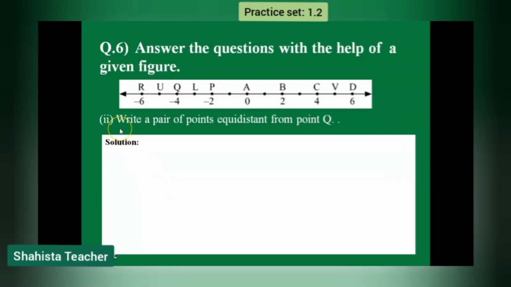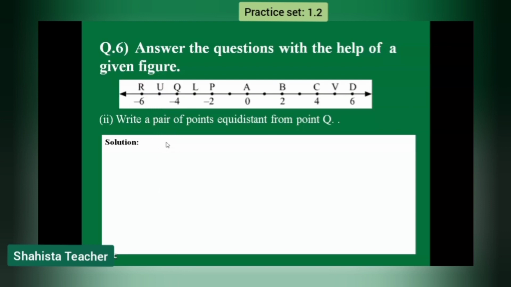Now let's solve sub question 2 of question number 6. Here, write a pair of points equidistant from point Q. This sub question 2 is exactly the same as sub question 1. Here we have to tell which are the points equidistant to Q. So QU and QL are equidistant, same like QR and QP are equidistant. Is that clear? These are the coordinate points which we have to show here. They are equidistant from point Q.